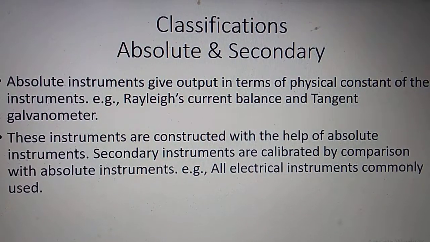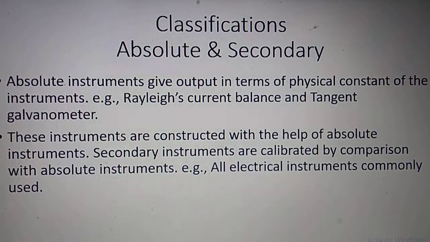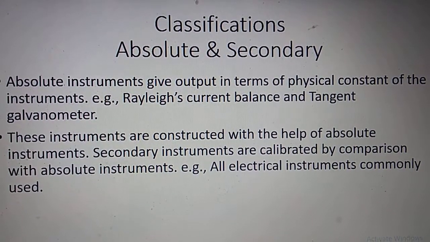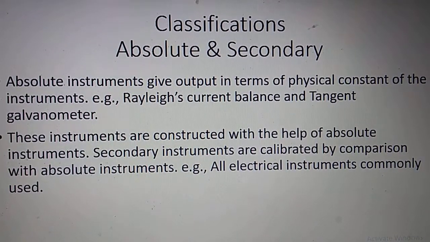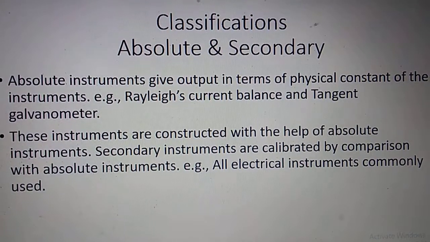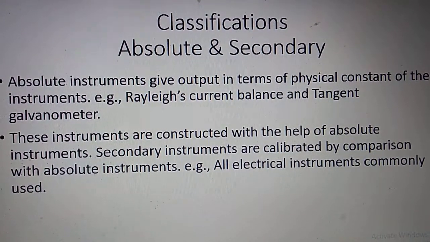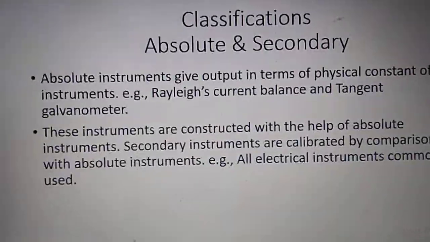You already have Rayleigh's current balance or tangent galvanometer as the absolute instrument, and by comparing with them, we are building another device or another instrument. Those are termed as secondary instruments. So all types of instruments that we see generally are secondary instruments.